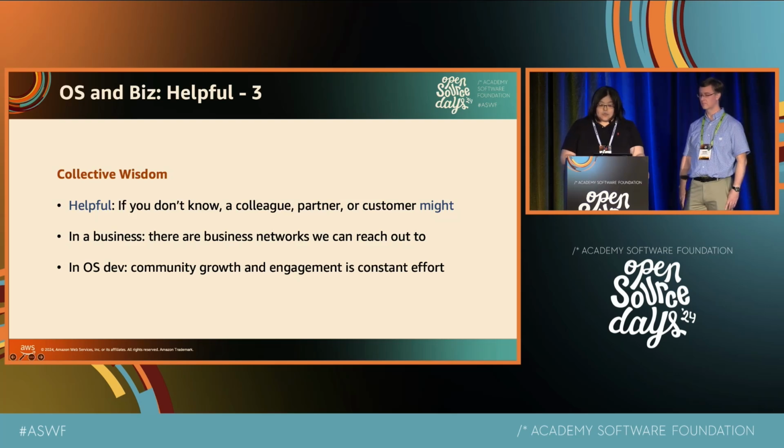But I think sometimes with open source development, there's effort that needs to be invested in growing and building a community and finding those helpers, which is why structures like the Academy Software Foundation can be so useful, because they act as a way to bring those resources together as well.